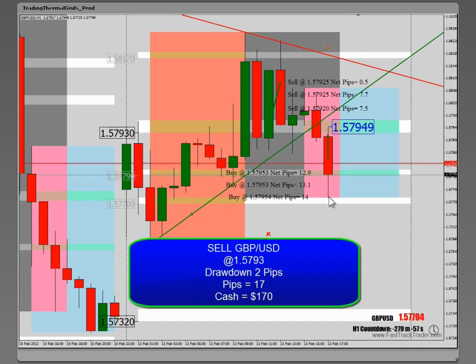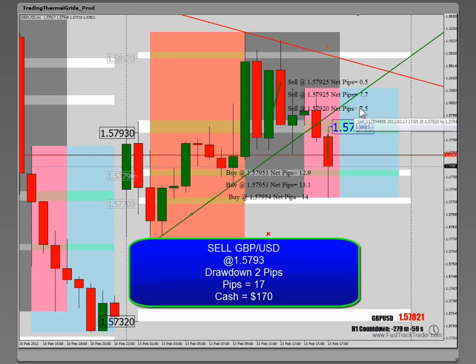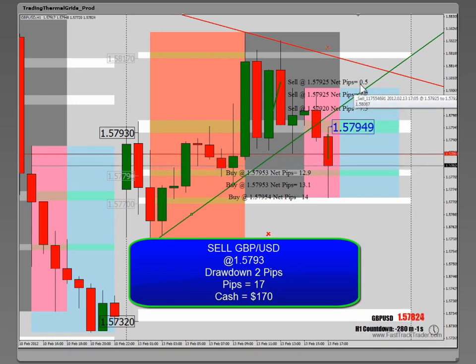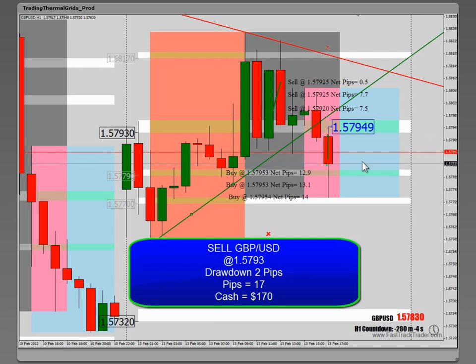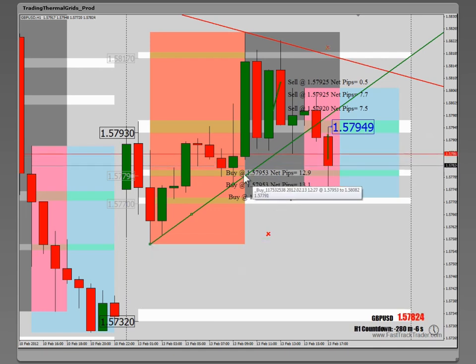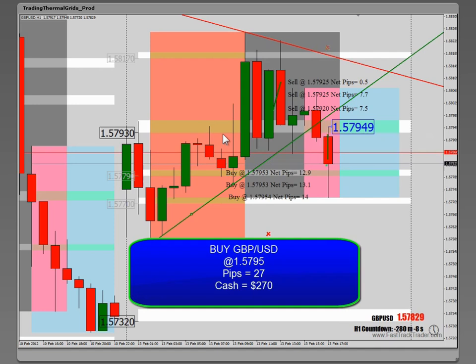Drawdown of 2 pips, 17 pips total off the trade, cash $170. The next trade that we took, summary, comes up with buy the pound at 1.5795, took off 27 pips for $270, all in one morning.